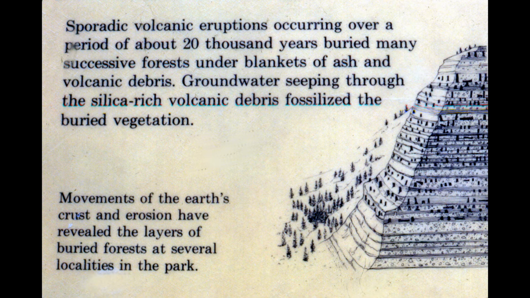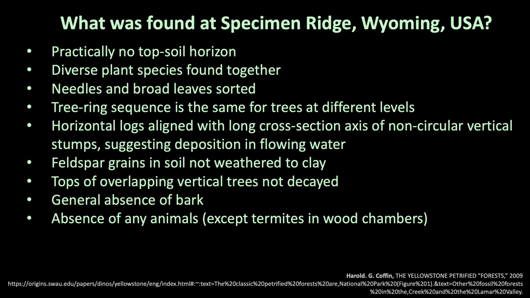This sign from Yellowstone National Park illustrates for us what these trees might have looked like. We have the 27 horizontal layers stacked one on top of the other, and these ancient trees are buried within those layers. A close look at the trees at Specimen Ridge reveals some interesting things. We find that there is no topsoil horizon associated with the trees. We find diverse plant species together that don't grow together today. Needles and broadleaves are sorted where normally they would be mixed. The tree ring sequence is the same for trees buried at different levels, proving they grew at the same time, but they weren't buried at the same level.